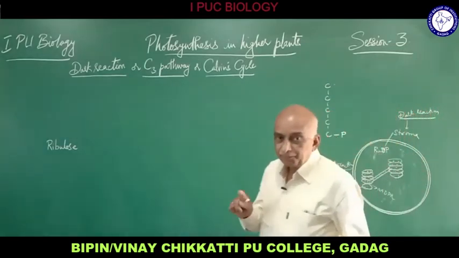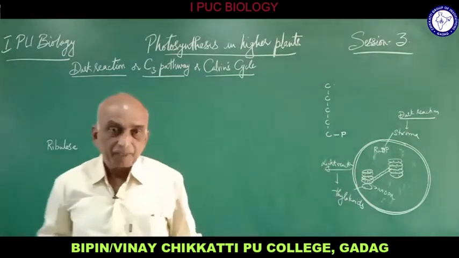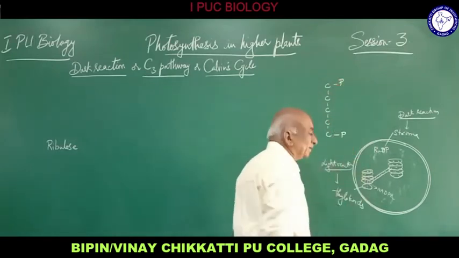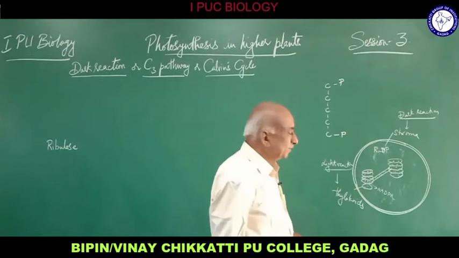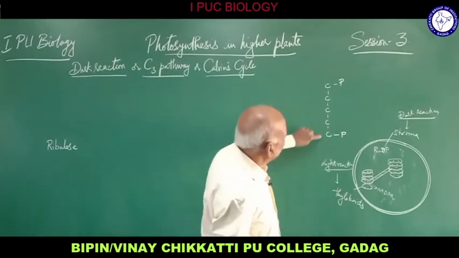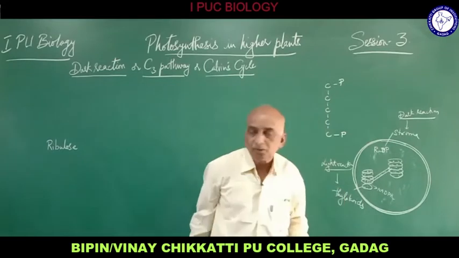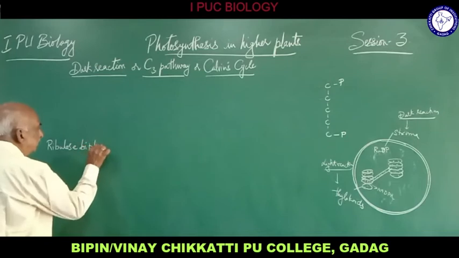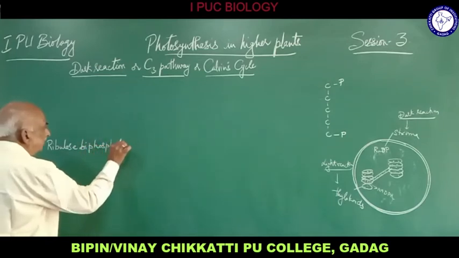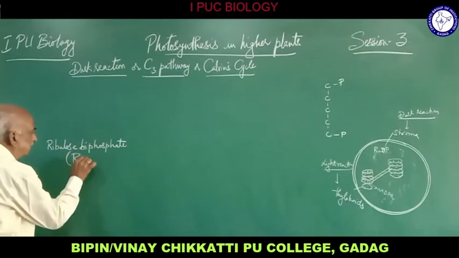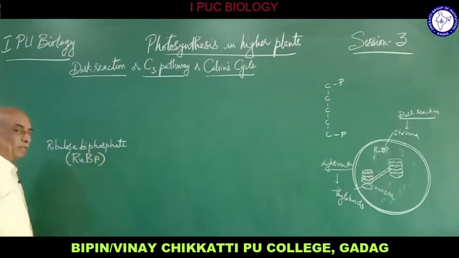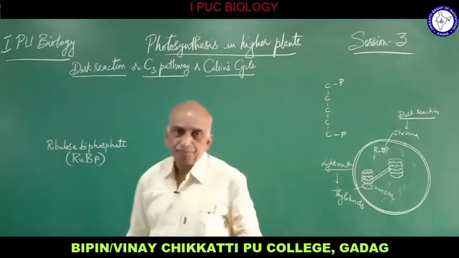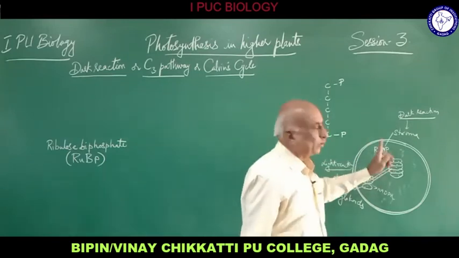Now another second phosphate will attach to RUMP. When the second phosphate attaches to RUMP, it is called ribulose biphosphate. There are 2 phosphates in ribulose, so ribulose biphosphate is formed, which is abbreviated as RUBP. So RUBP is present in the stroma.